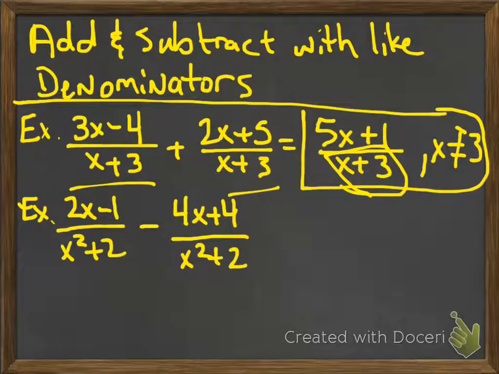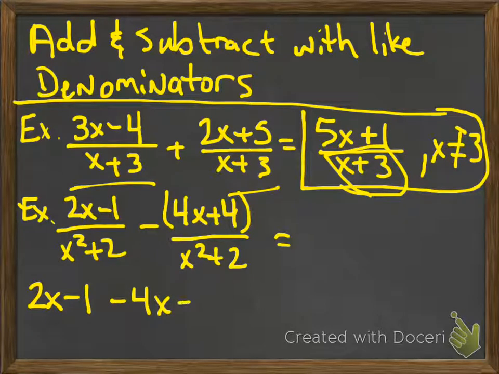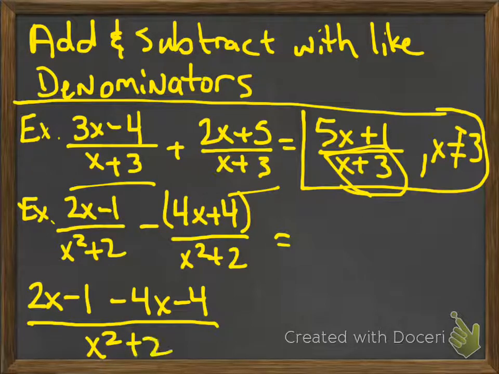The next example is 2x minus 1 over x squared plus 2 minus 4x plus 4 over x squared plus 2. Again, since they have the same denominator, we're going to subtract here. You've got to remember you need to distribute that minus sign to both the 4x and the positive 4. So in reality, this is 2x minus 1 minus 4x minus 4, all together over the x squared plus 2.